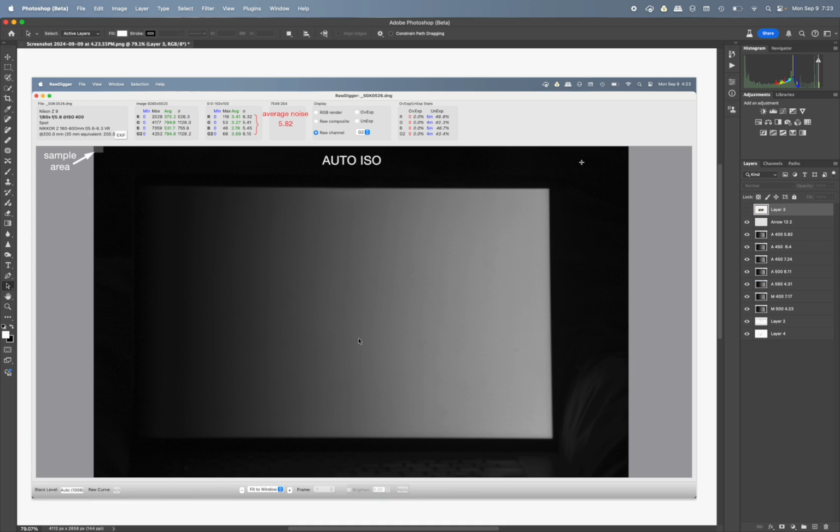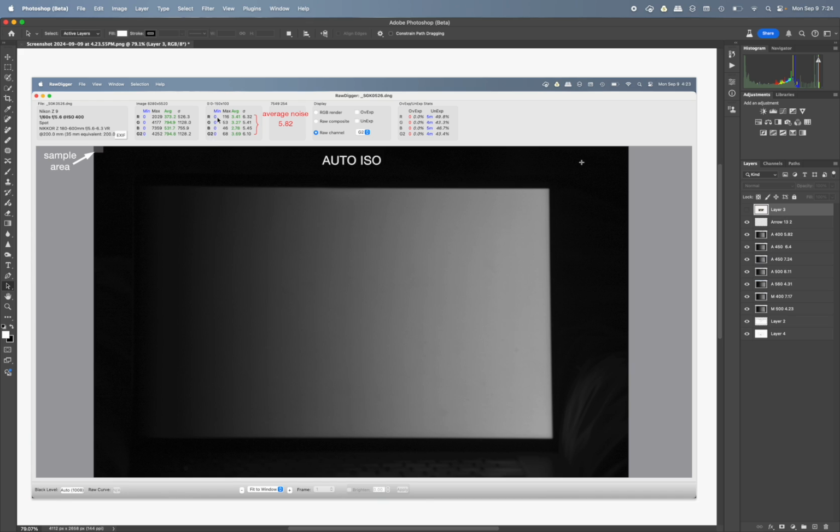I converted them to DNG files using the Adobe DNG Converter to eliminate any Lightroom conversion or any of those kinds of potential issues. And then I opened them up in RawDigger. Some of the information available here is the exposure. This is for the image as a whole. This is for the sample area, and this is a sample area taken from a black frame section.